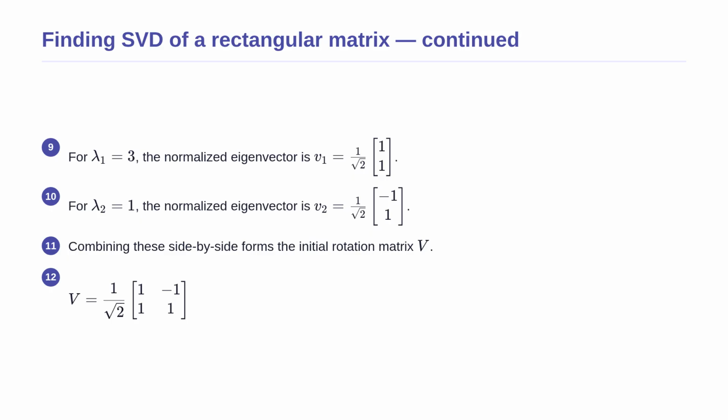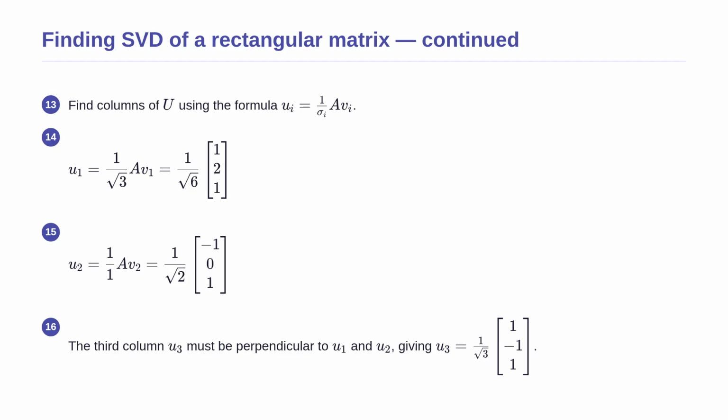Finally, we combine these two normalized eigenvectors side by side to form the matrix V. This matrix represents the very first rotation applied to our space. We have our first rotation and our stretch. So now we must find the columns of our final rotation matrix, U.